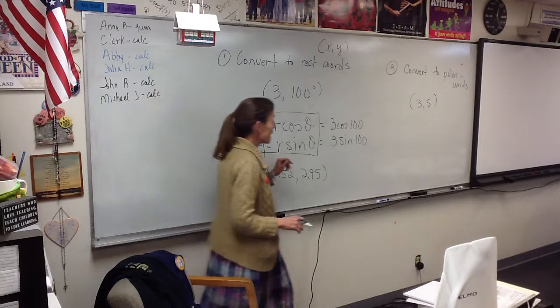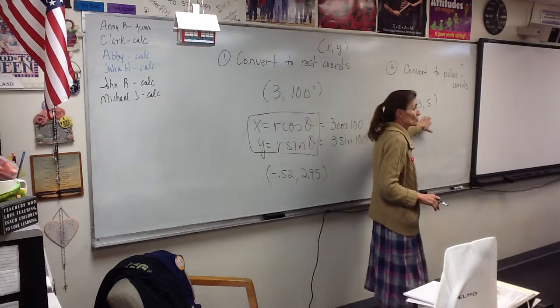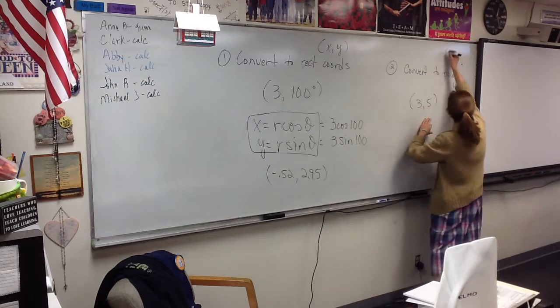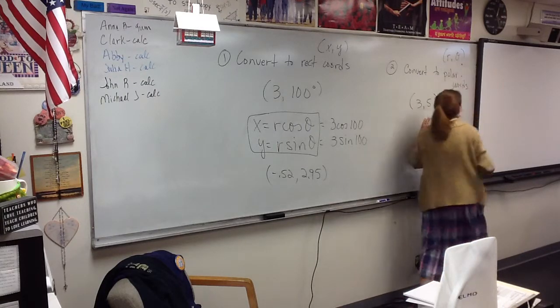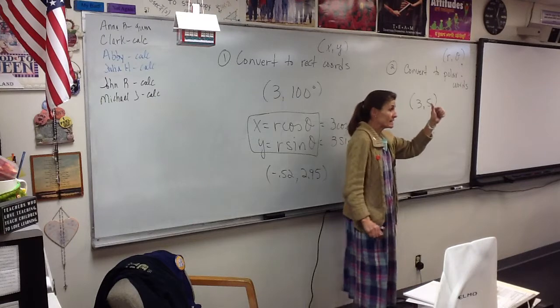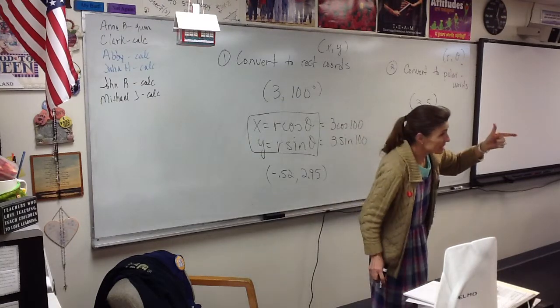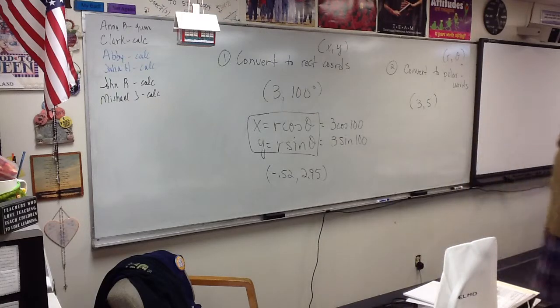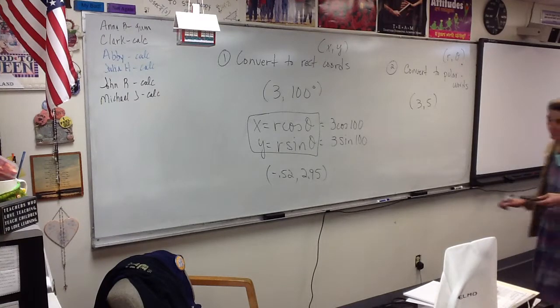Okay. Now, for this one, we are finding R comma theta. We need R and we need theta. Whatever it was, it could possibly have been as important as finding the polar coordinates for 3 comma 5.